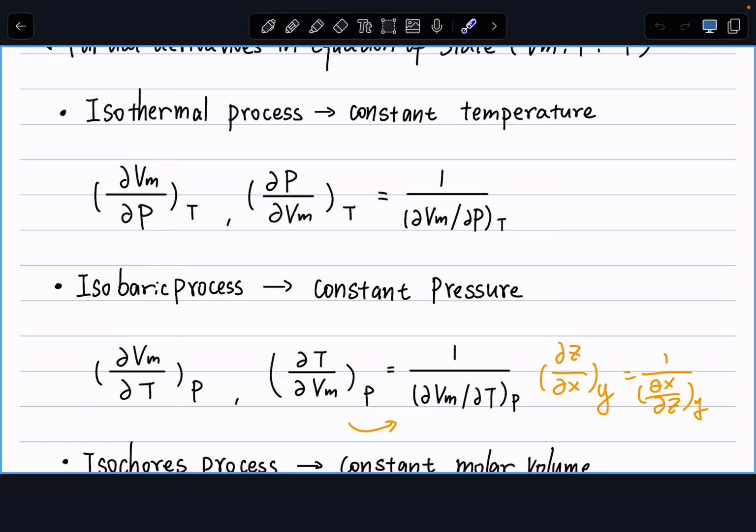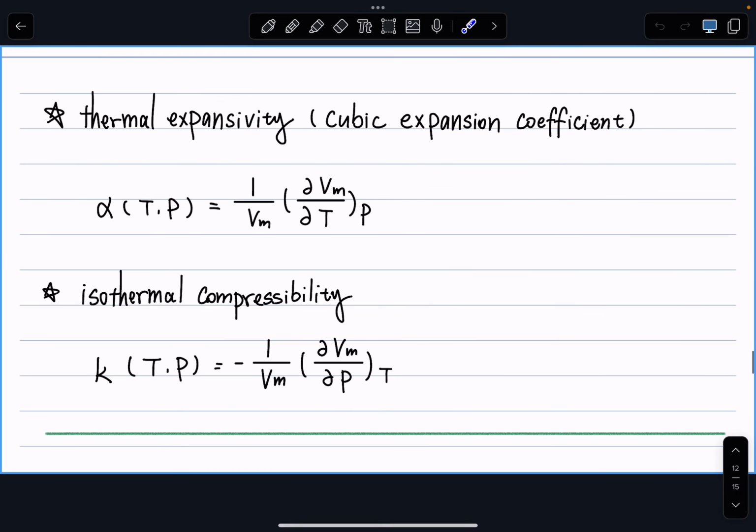And those two partial differential equations, we give them names: thermal expansivity, or cubic expansion coefficient, that's alpha as a function of temperature and pressure. That's 1 over molar volume times the partial derivative of molar volume with respect to temperature at constant pressure. And the isothermal compressibility chi, which is a function of T and P. So that measures the change of volume with respect to pressure at constant temperature.